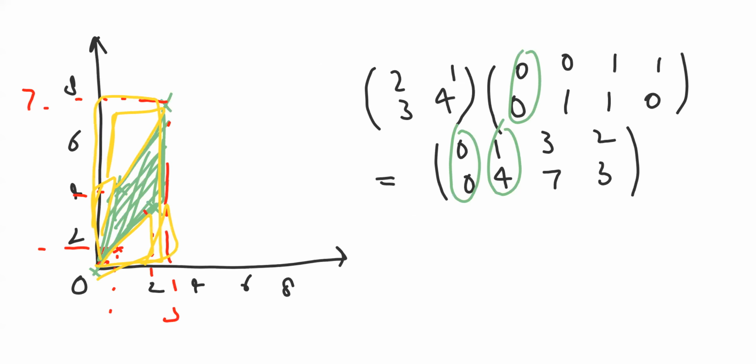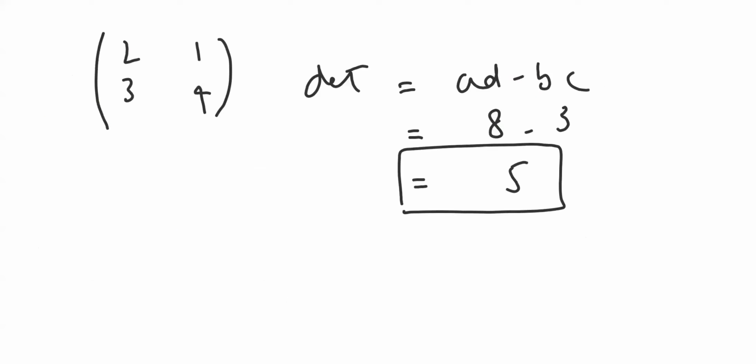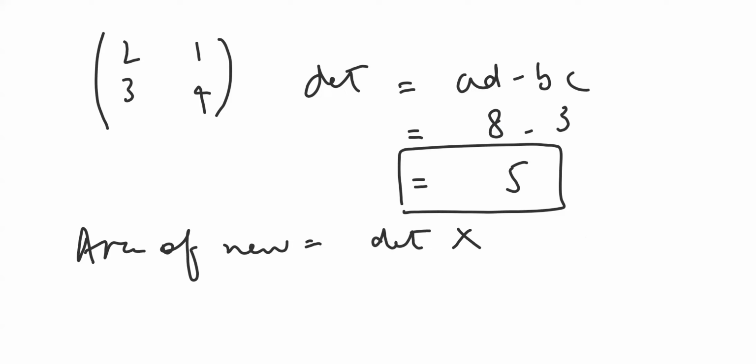In the graph we drew at the start, the square was a 1 into 1 square, so the area of that square is 1. So what we're going to do is multiply our determinant with the area of the original shape. The area of the new shape is your determinant multiplied with the area of the original shape.